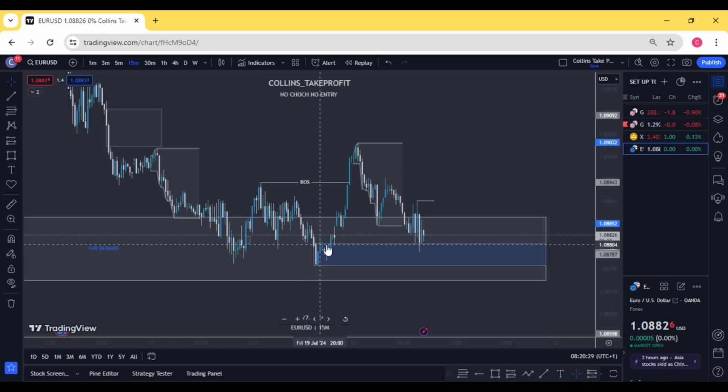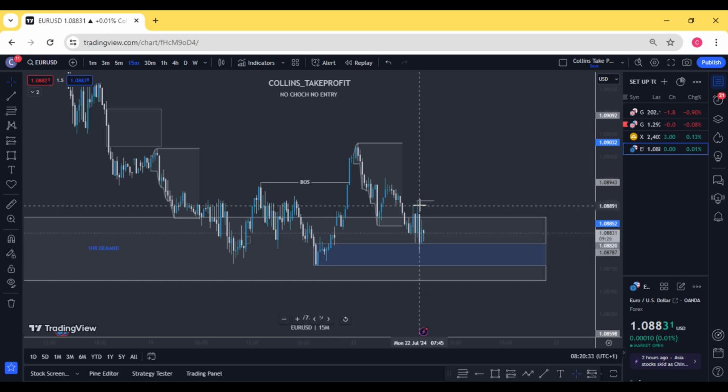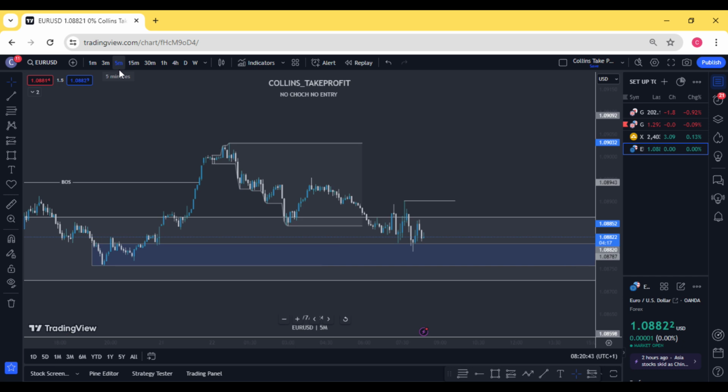Price is respecting this area of demand. Then once price breaks above again, breaks this high, then we might look to go bullish, right? Once price breaks this high, we might look to go bullish, right? So now let's keep our fingers crossed and see what the market is going to do.